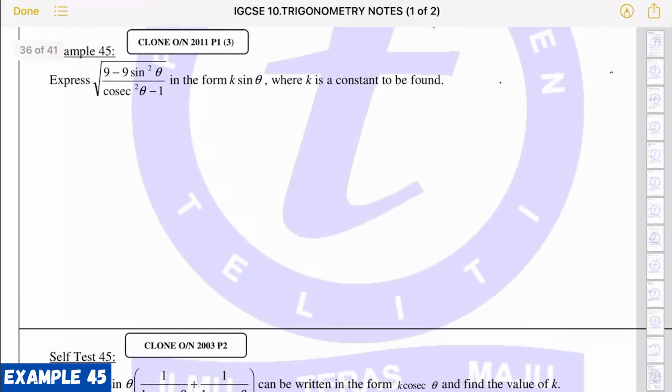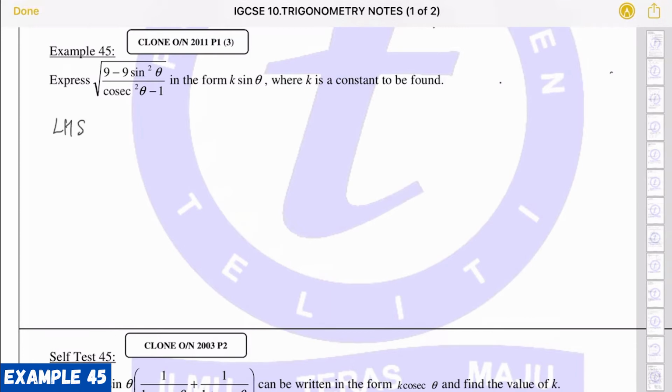So let's move on to example 45. Now this one is about simplifying the expression, not proving, so that we can find the value of the constant. It's a past year question, October/November 2011, paper 1, variant 3. Of course, I cloned the question and made it a little bit different.